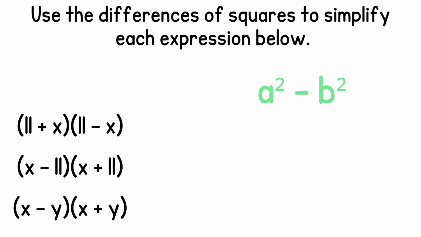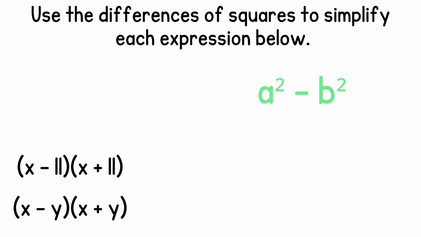Now let's look at the one below it. So a is 11 and b is x. So we'll replace a with 11, and 11 squared can simplify to 121, and b will turn into x. So now we have a simplified version for this expression.